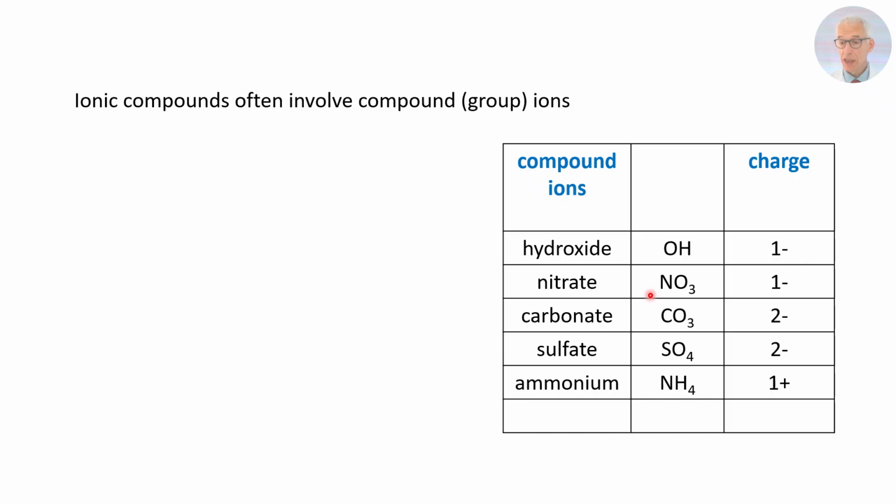The nitrate, 1 nitrogen and 3 oxygens, a 1 minus ion. Carbonate, 1 carbon, 3 oxygens, a 2 minus charge. Sulfate, 1 sulfur, 4 oxygens, a 2 minus charge. Ammonium, 1 nitrogen, 4 hydrogens, a 1 plus charge. You need to recall the correct formula for each named compound ion and the charge so that you can use that charge to deduce the ionic compound formulae. There are some problems on the next slide.